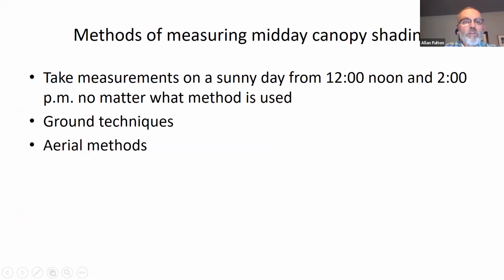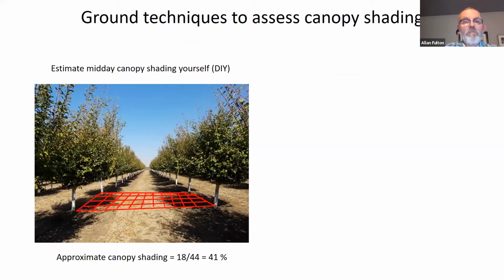And you can either do this with on-the-ground techniques or using aerial methods. Whichever method you prefer, it's key that you pick a sunny day without clouds, and you do it when the sun's overhead between 12 noon and 2 p.m. Here's an example where I took a digital picture of a prune orchard at noontime with the sun directly overhead and the shadows below the trees.